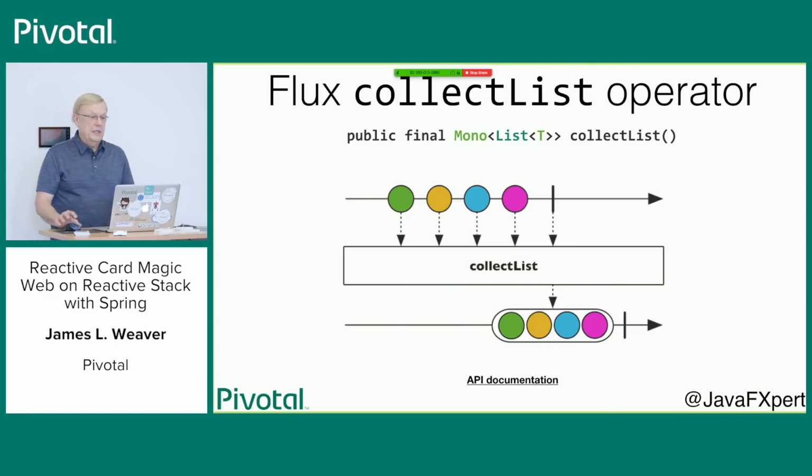And then we have the collect list. As I mentioned, collect list takes a flux of elements, but then it returns a mono of a list of elements. This little rounded shape represents a list. So it took the elements that were in the flux, created a list, and put the elements into the list, and as soon as the stream is done, it returns the list and completes that stream.